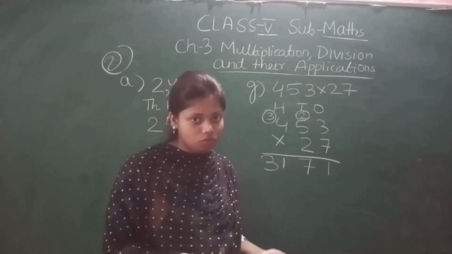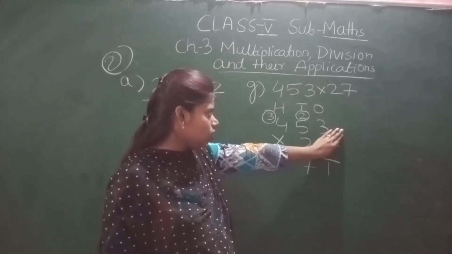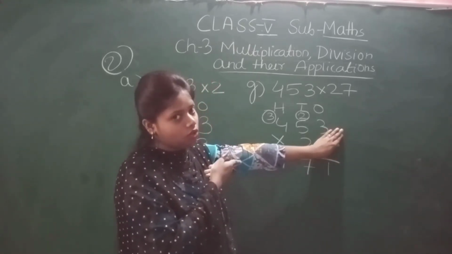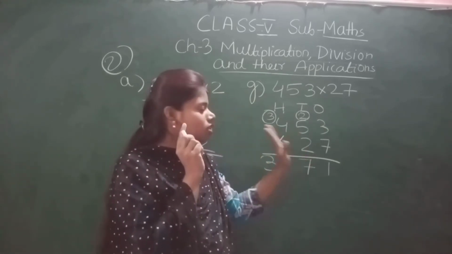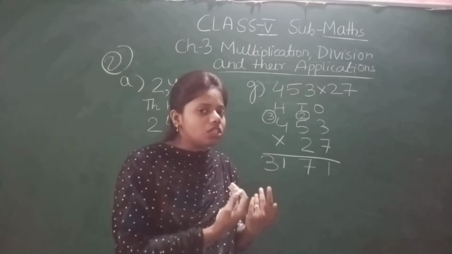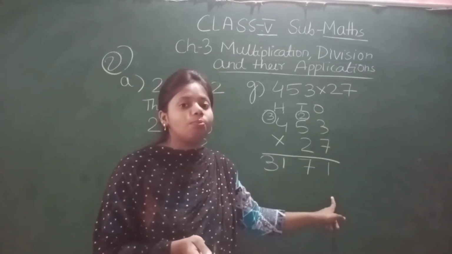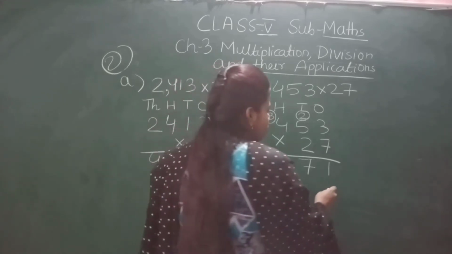Some of you get confused, no? Now think 7 is not there. Only 2 is there. Keep in your mind that 7 is not there. Only 2 is there. And do the multiplication how you are doing. But in the ones place what will you do? You will put a cross here.